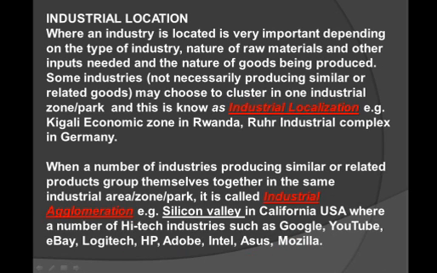When a number of industries producing similar or related products group themselves together in the same industrial zone or park, this is what we call industrial agglomeration. Remember, I gave you an assignment to research about this term, industrial agglomeration, and I hope that you are able to get what it means. So basically what it means is having a group of industries in one area, but these industries must be producing related or similar products. We have a very good example, the Silicon Valley in California, USA.